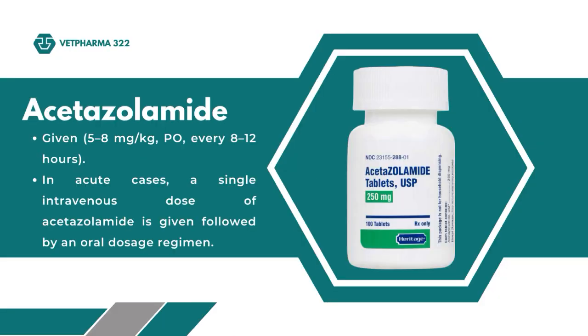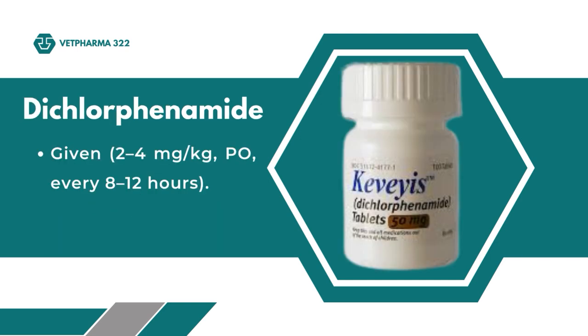The commonly used CA inhibitors are acetazolamide. Acetazolamide is given 5 to 8 mg per kilogram per os every 8 to 12 hours. In acute cases, a single intravenous dose of acetazolamide is given followed by an oral dosage regimen. Dichlorphenamide is given 2 to 4 mg per kilogram per os every 8 to 12 hours.